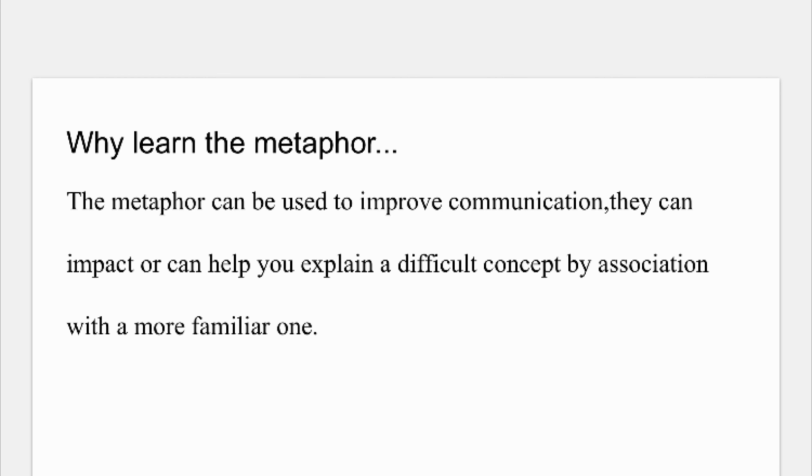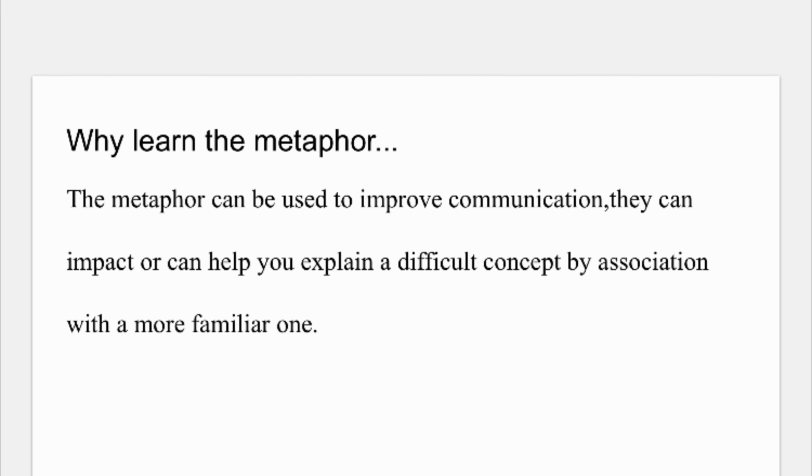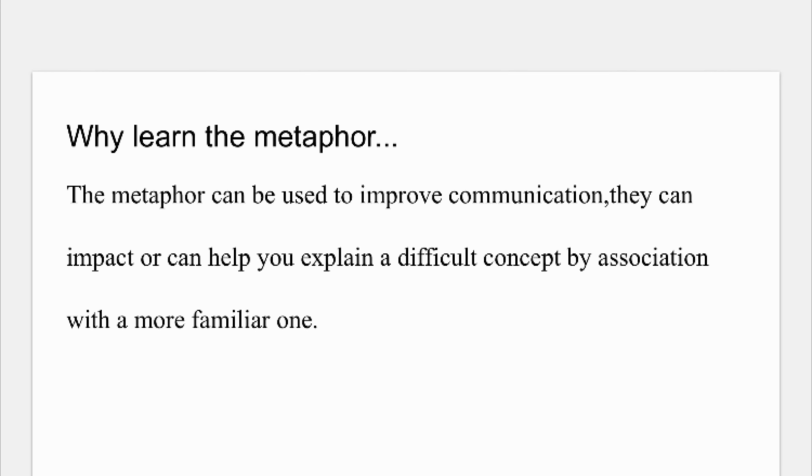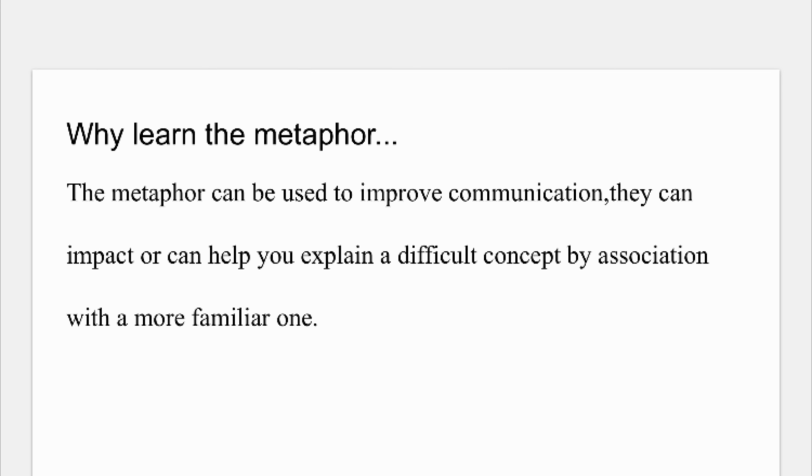Why would you want to learn the metaphor? The metaphor can be used to improve communication with your reader, with everyone. It can help you explain a difficult concept by associating it with a familiar one. It can help you really explain something difficult in your sentence and make it easier with something familiar.